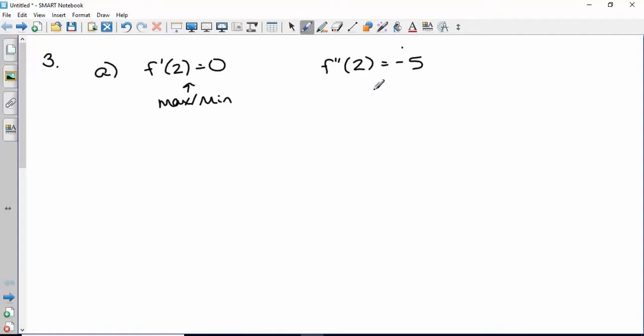So when I see that the second derivative is a -5, that tells me my graph is concave down. So I knew it was either a maximum or a minimum, and my graph is curving downward, so what is it? A max. We have a local max at 2.